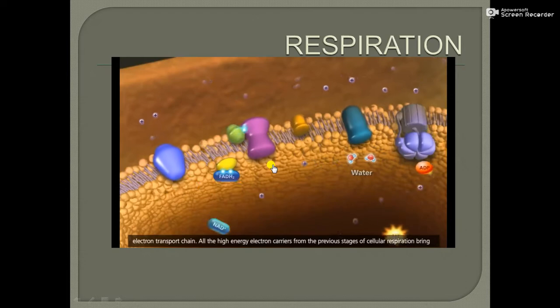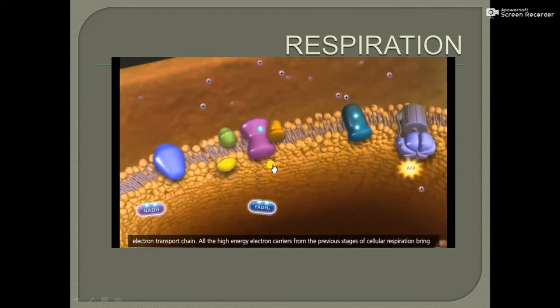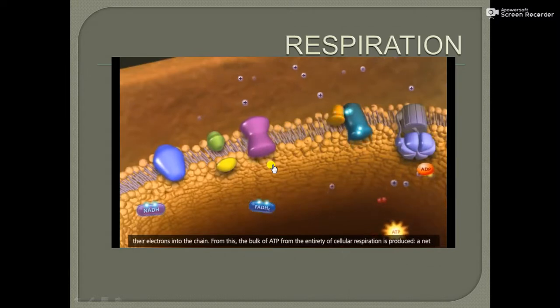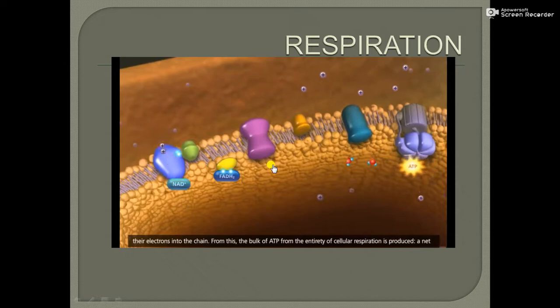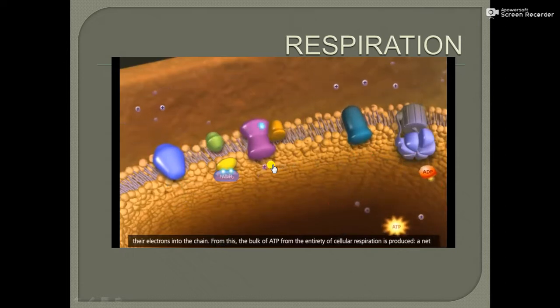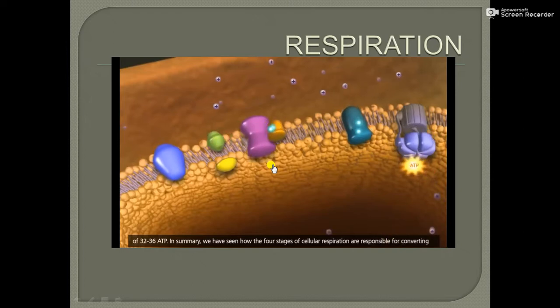All the high-energy electron carriers from the previous stages of cellular respiration bring their electrons into the chain. From this, the bulk of ATP from the entirety of cellular respiration is produced, a net of 32 to 36 ATP.